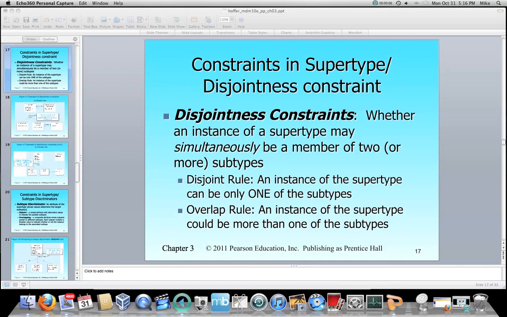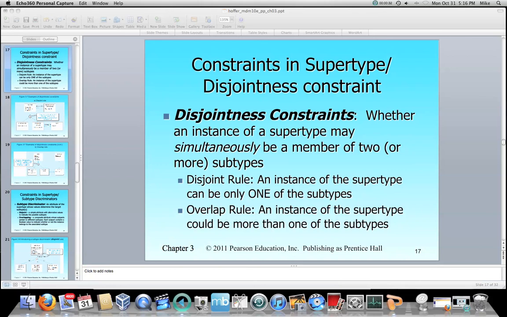Hello, and welcome to my video lecture on the disjointness constraint for supertypes. So here, this is an example where we're trying to determine and make a rule. Again, this is all about business rules: whether or not an instance of a supertype may simultaneously be a member of two or more subtypes.